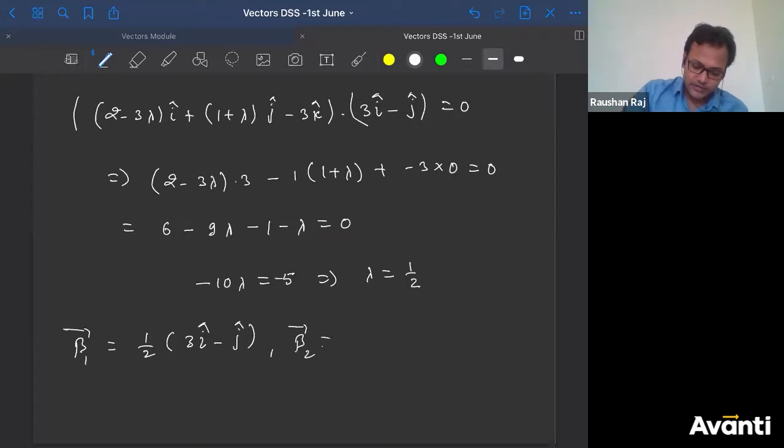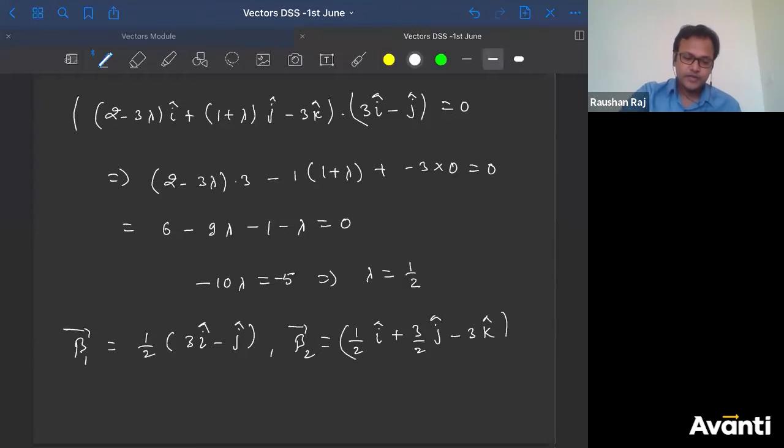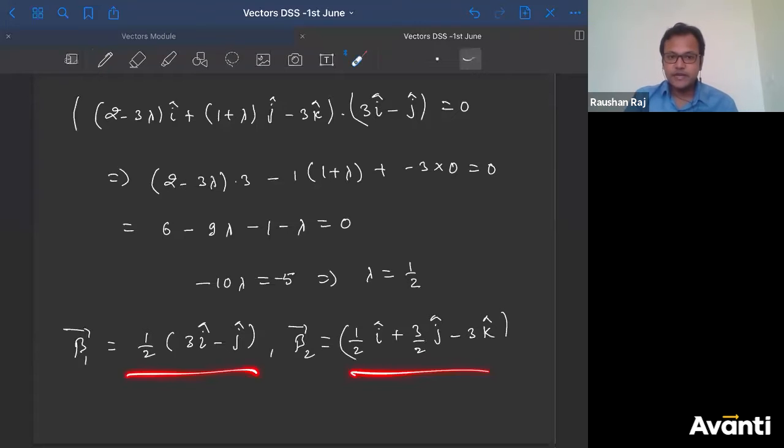So beta 2 is nothing but, see, 2 minus 3 by 2, because if I put 1 by 2 here, 2 minus 3 by 2, that is 1 by 2. So 1 by 2 i cap. Now 1 plus 1 by 2, that means plus 3 by 2 j cap minus 3k cap. So this is beta 2. So if you add these two, you'll get beta.